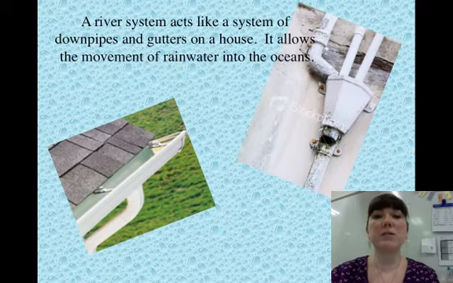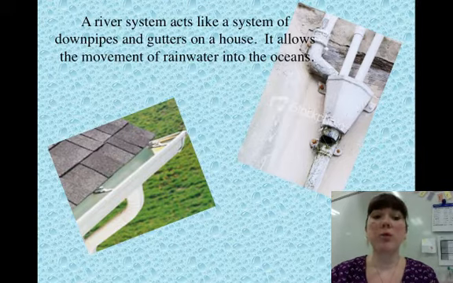A river system acts somewhat like a system of downpipes and gutters that you might find on your house. It allows the movement of rainwater into the oceans, just like your gutters collect water and move them through a series of downpipes into a downspout. And just like your gutters, the movement of water in a river system is fueled by gravity.